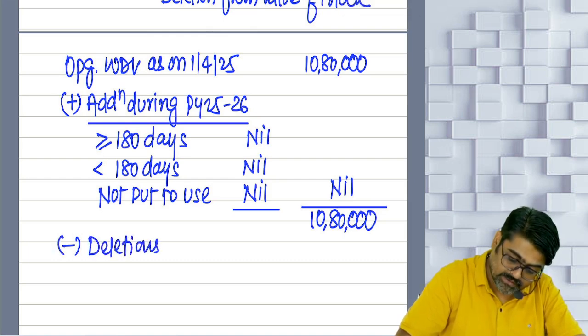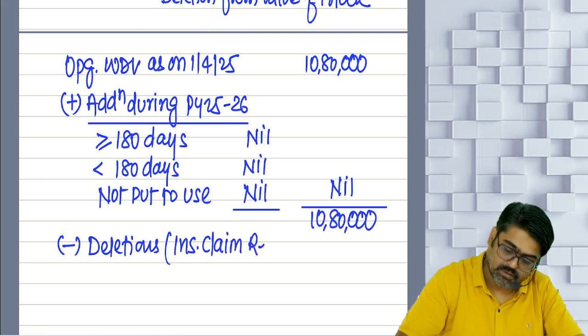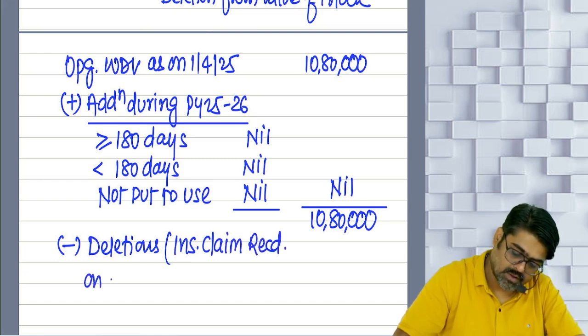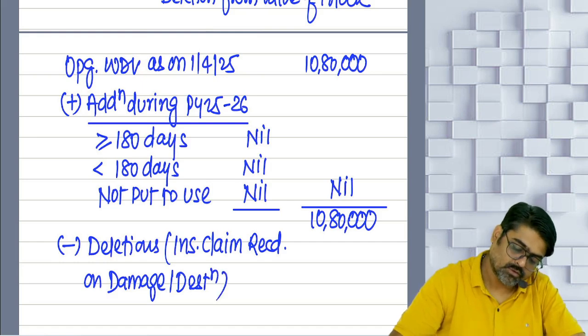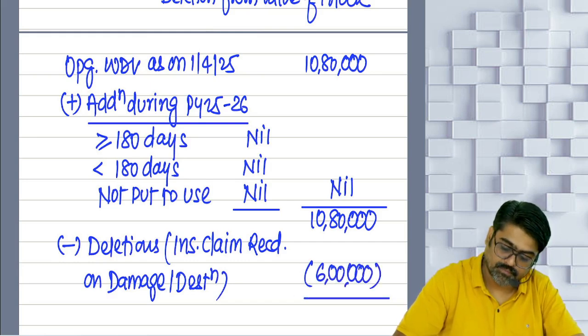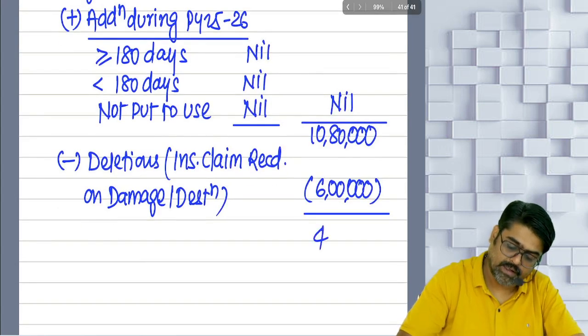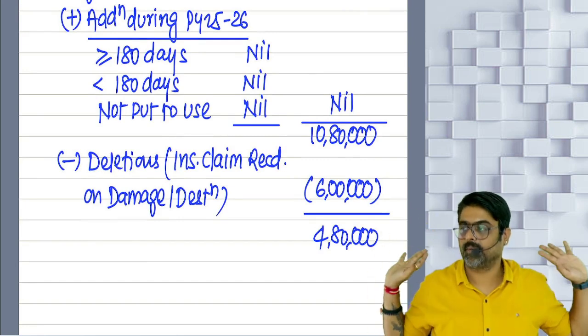Less: deletions. Now in these deletions, what are you going to write? Insurance claim, which is received on damage or destruction. So, how much insurance claim are you receiving? 6 lakh. Reduce that. And after reducing, what is the value remaining in the block? Now, two things are possible. After this deletion, no machinery remaining in the block.